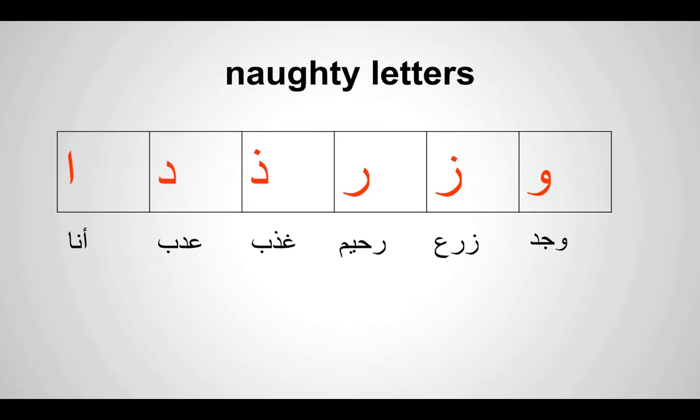So we learned the characteristics of certain letters of Arabic alphabets, which are called naughty letters, which do not allow any letters to be joined when they come after it. So they act like a full stop in a word. So when a word comes and we use these letters, then we cannot join them, like wajada, zara'a. If you see, all the letters are separated when these letters come. So that's about naughty letters.